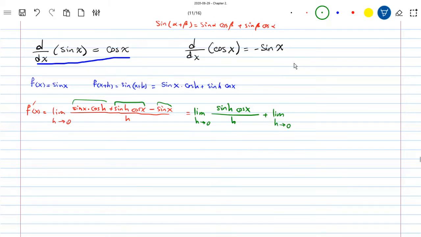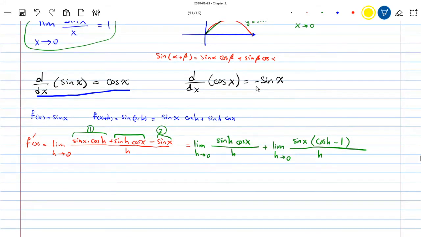as h approaches 0, of sine x, and here, the first and third terms both have a sine x in common, so I factor out the sine x. What is left from the first one is cosine h, and from the second term is just minus 1. Divided by h. It's the same fraction, I just split it for the simple reason that I want to use the identity that we talked about.